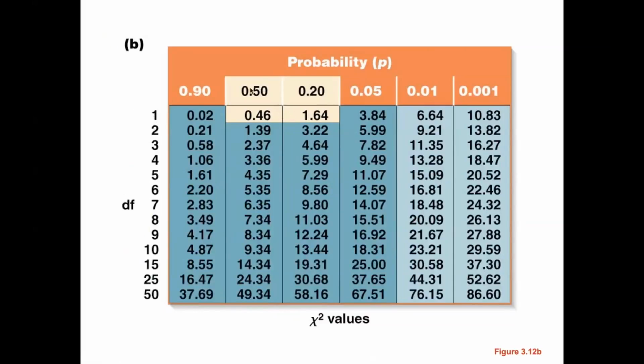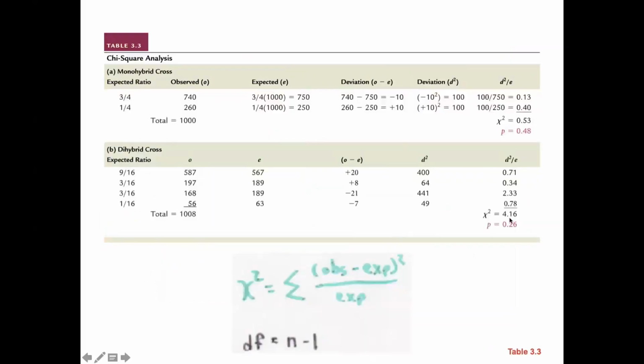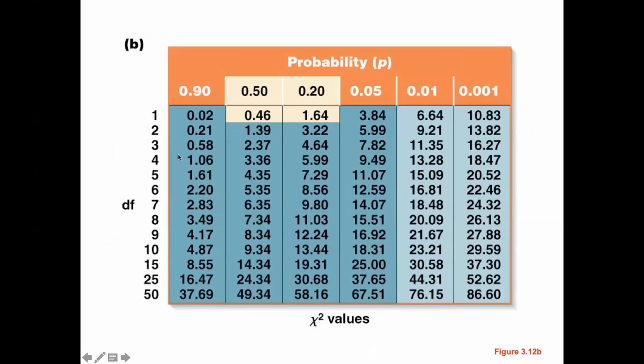So for the other experiment, the dihybrid experiment, we calculated a chi-square value of 4.16 and a degrees of freedom of 3. So here's degrees of freedom of 3. You go across the row until you find your chi-square value. So 4.16, again, falls between these 2 columns, between these 2 probability values, 20% and 50%. So it's within a range. It's not a precise value, at least from this table here. So somewhere between 20 to 50% probability.